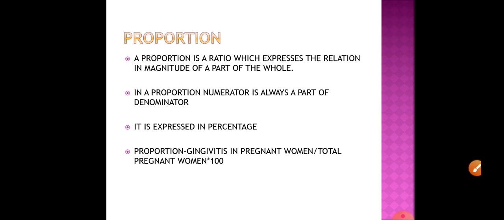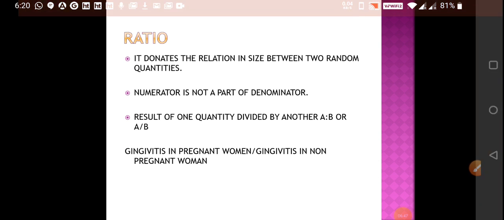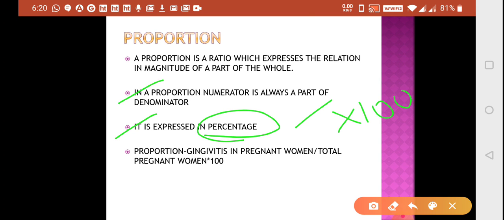Next is proportion. It is basically a ratio that expresses the relationship in the magnitude of a part of a whole. Nothing much to understand in it. So in proportion, numerator is always a part of denominator, like we have seen in the rate. In rate also numerator is a part of denominator and it is expressed as a percentage. Means here we multiply by 100, in rate we multiply by 1000, 10,000 or 1 lakh, whichever it is. So it is always expressed as a percentage.